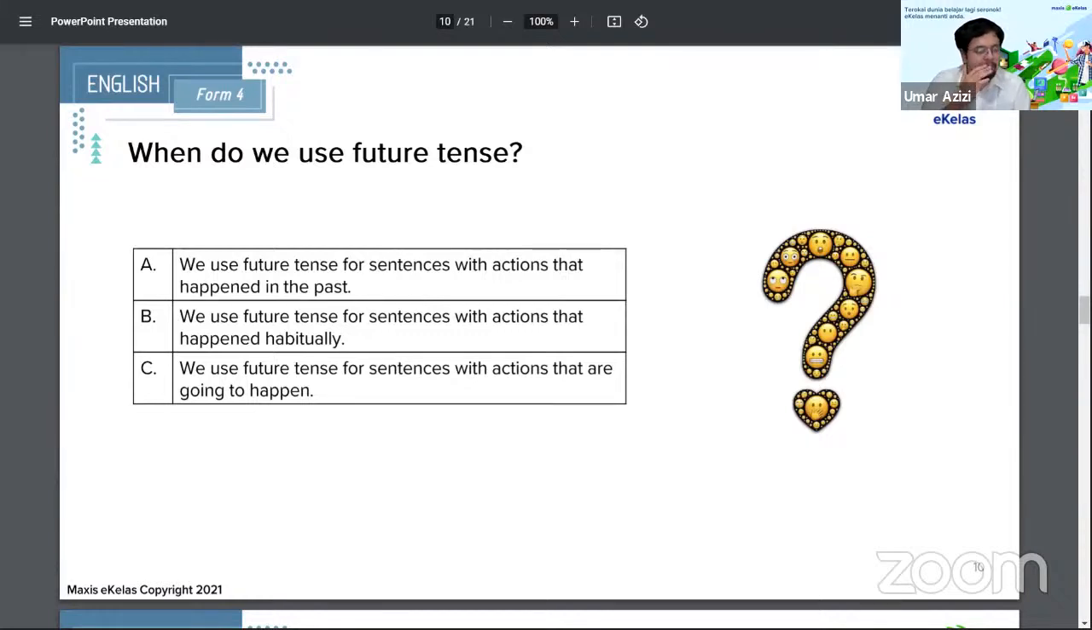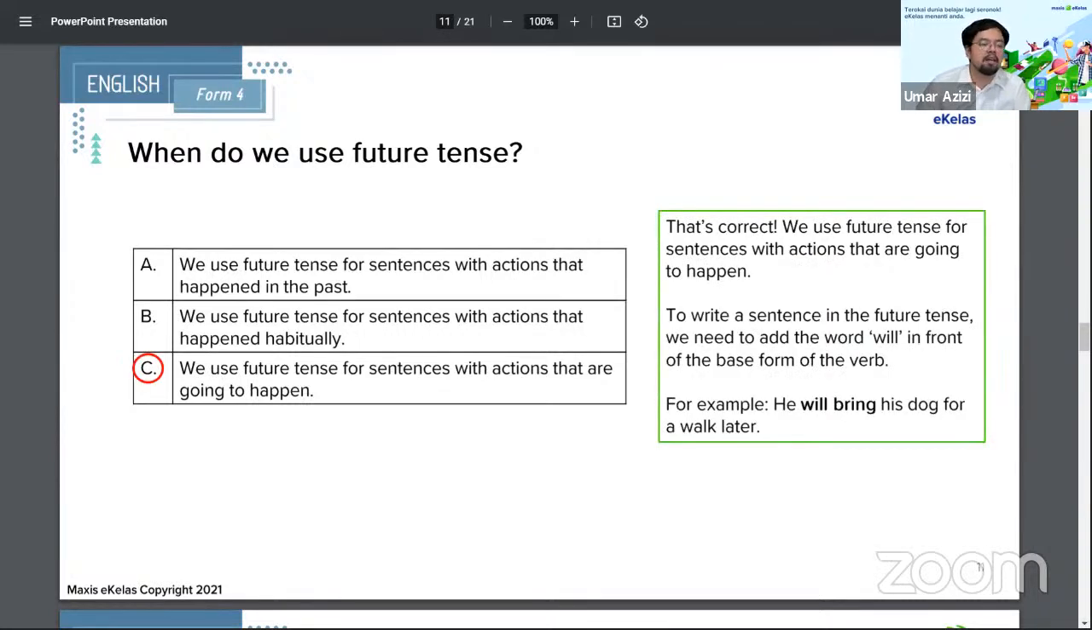I'm not going to answer this one, I've already answered the previous two. Present is when it happens habitually. Past tense is when it's in the past. So future tense makes sense for actions that are going to happen. The answer is C. Good job. We use future tense for sentences with actions that are going to happen. To write a sentence in the future tense, we need to add the word will in front of the base form of the verb.